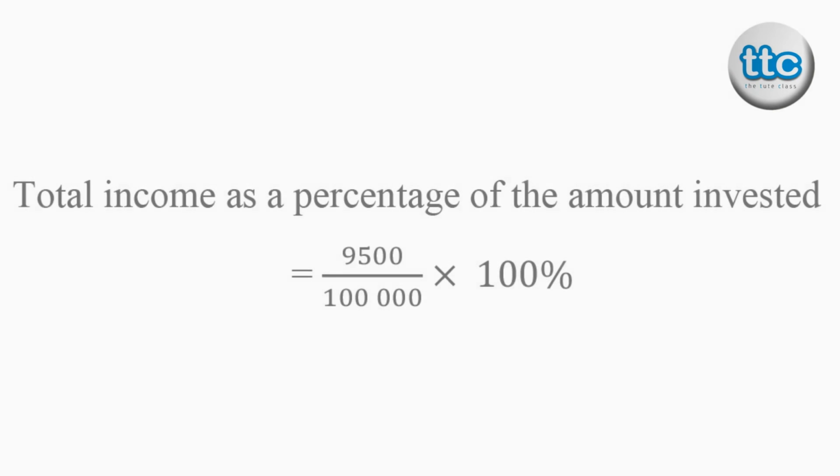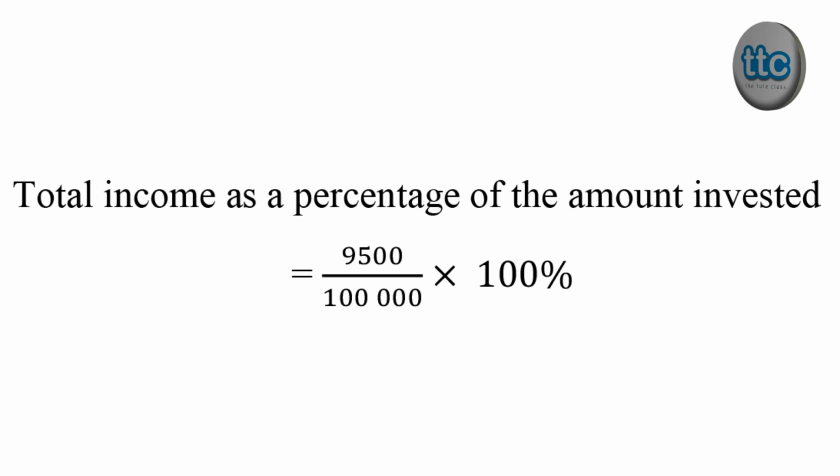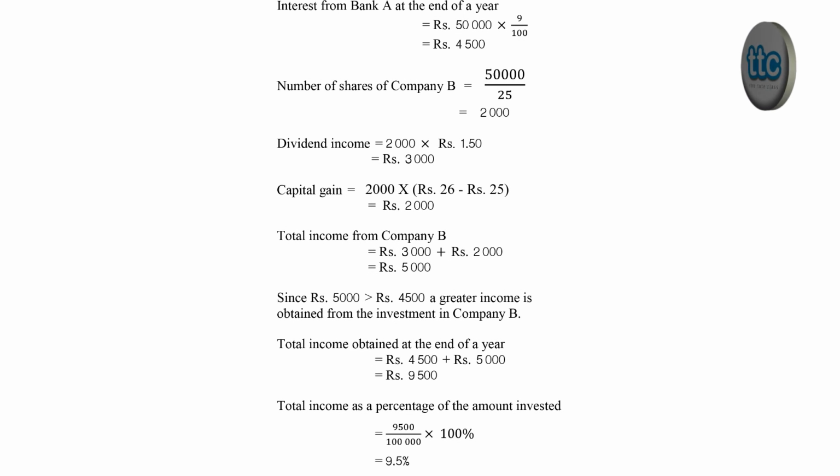So how do you calculate the percentage? Total income as a percentage of the amount invested. You know how much is the total income. Then how much did he invest in the two companies? 100,000 rupees. Then how do you calculate the percentage? 9,500 divided by 100,000 into 100%. That is, the answer is 9.5%. This is the end of question number 1.